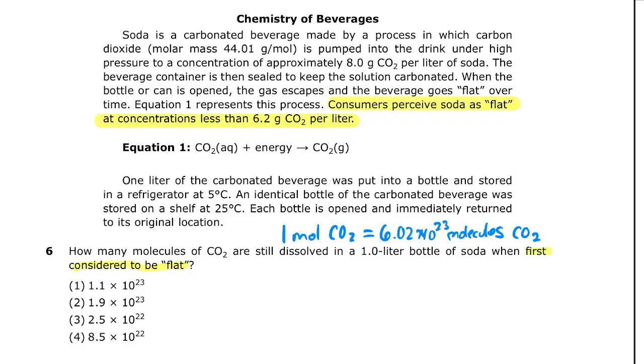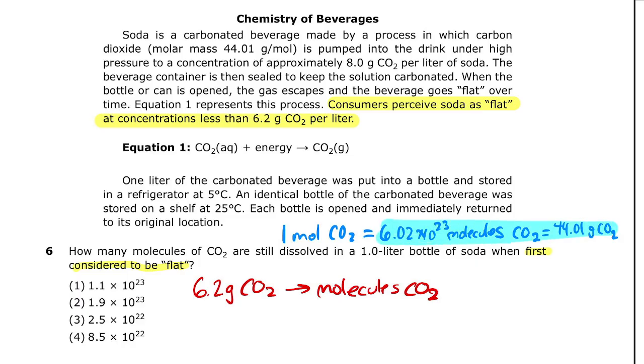Looking at the problem, we realize that what we really need to do is get 6.2 grams of CO2 to molecules of CO2. So you could convert grams to moles and then to molecules, or you could recognize that 1 mole of CO2 is also equal to 44.01 grams of CO2. And then we really have our conversion factor that we need. It's this.